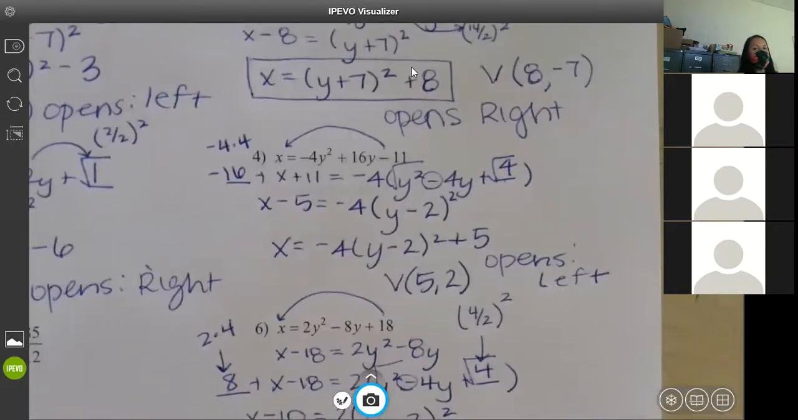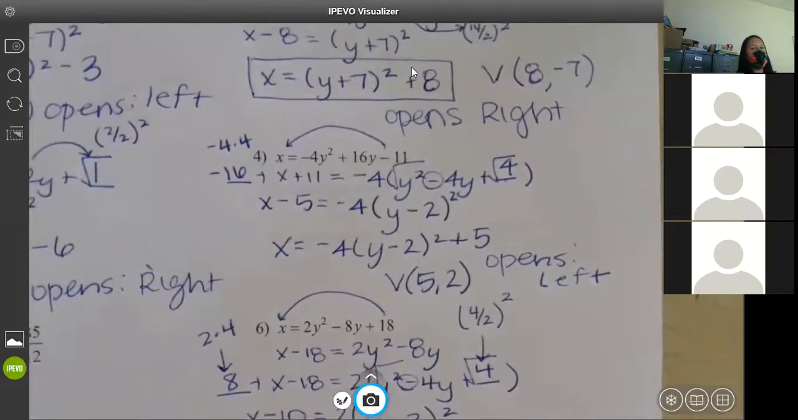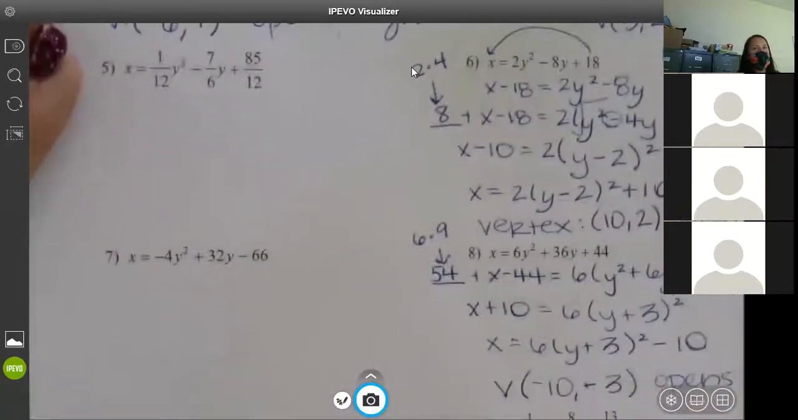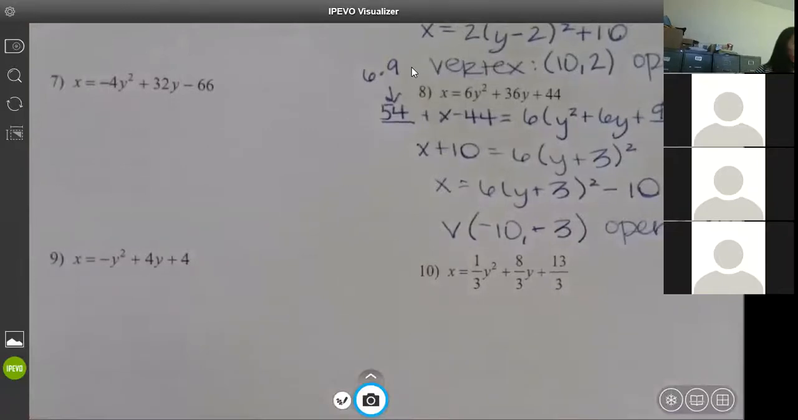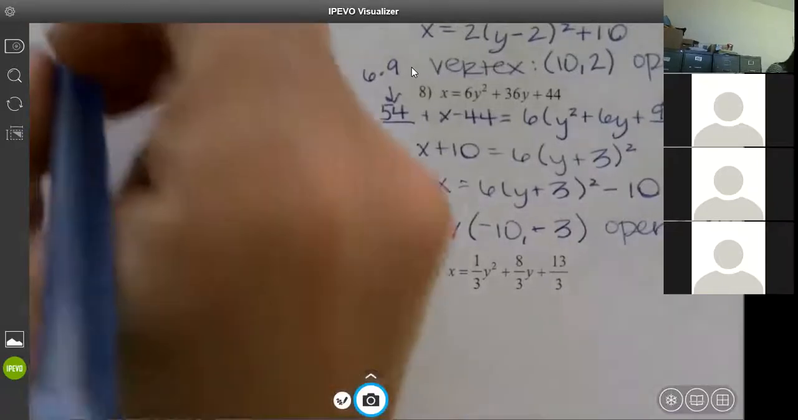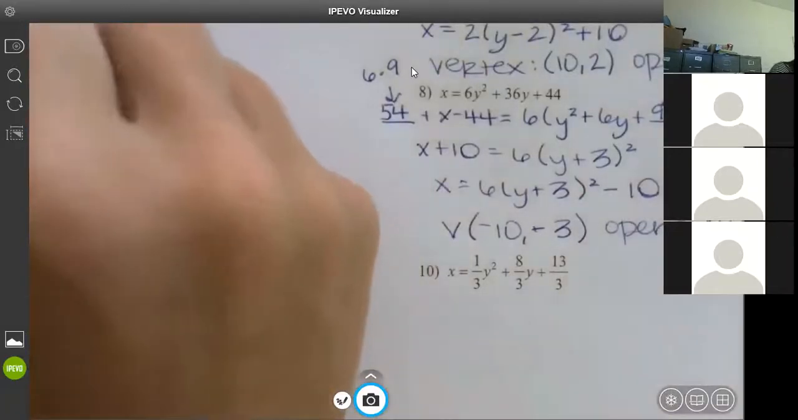Number 7. So we'll do 7, 9, and then we'll go back and do the fractions. Try to get it all at the same time. First step on number 7. Second step.